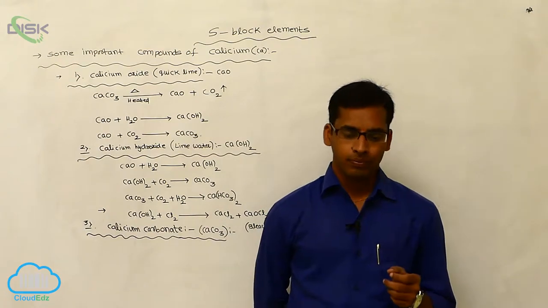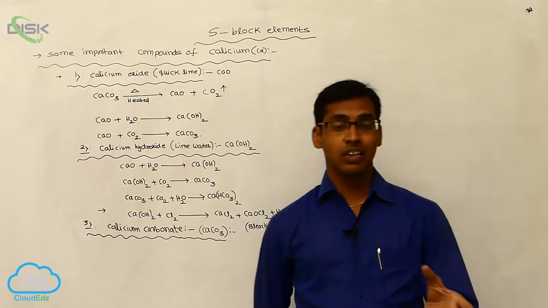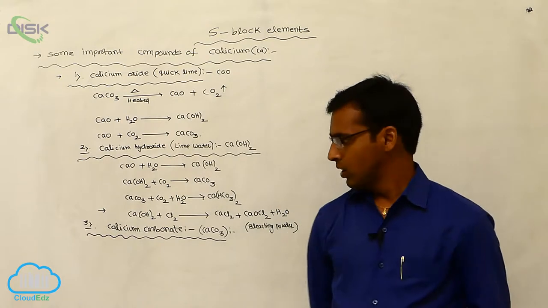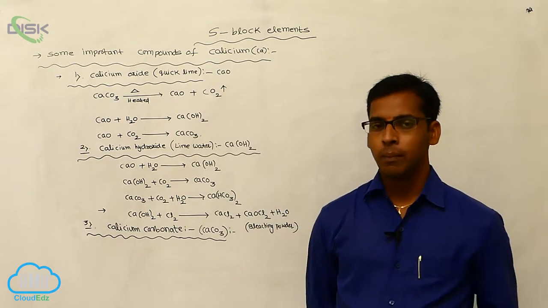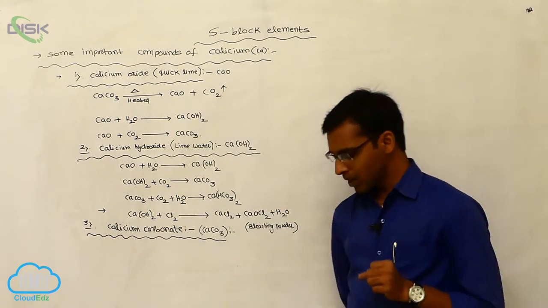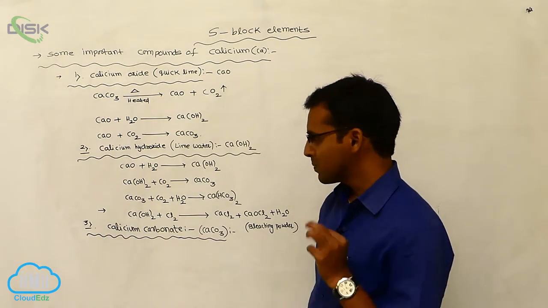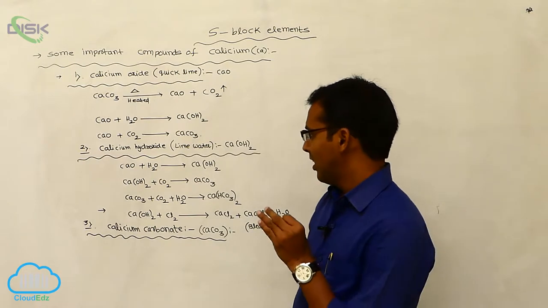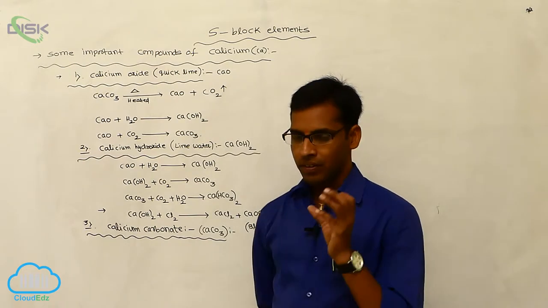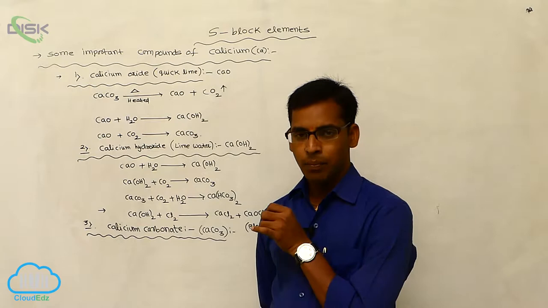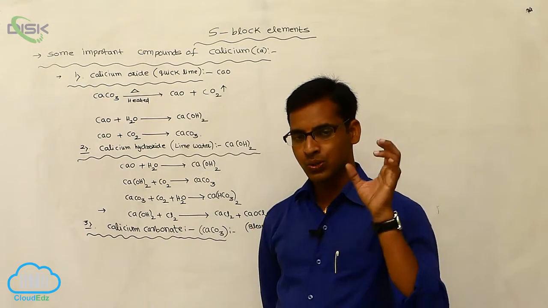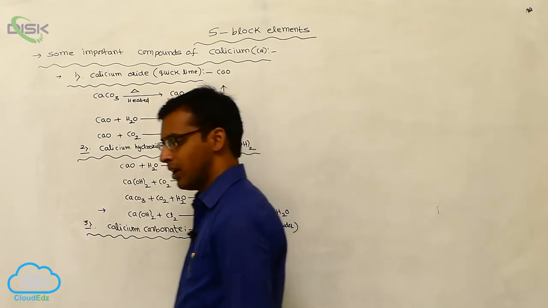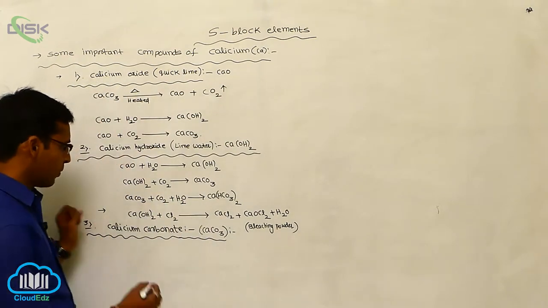So, limestone, especially limestone, marbles, etc. So these are the general available places. This calcium carbonate is prepared from lime water. For this lime water, the passing of carbon dioxide into the calcium hydroxide produces calcium carbonate.